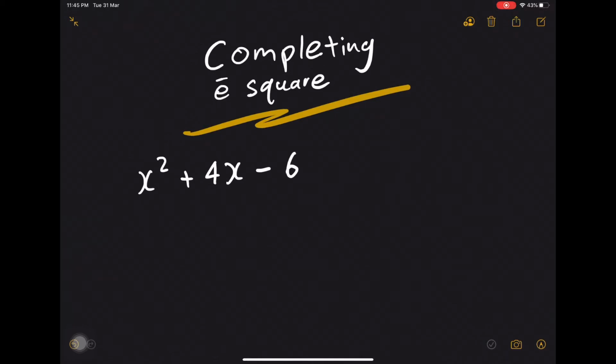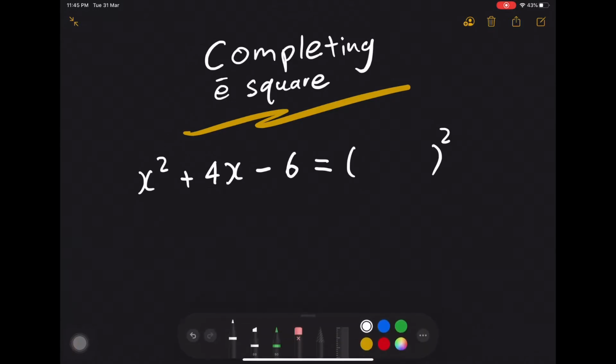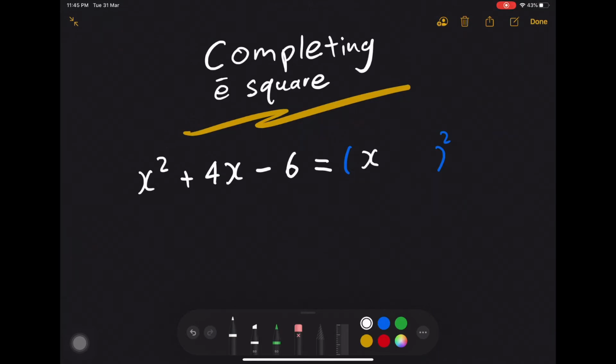So for this first example, I have x squared plus 4x minus 6. The first thing you want to do is to open up a bracket and put a square on the outside. I'm going to show you with different colors. So this is a bracket and a square on the outside. Now, since the square is on the outside, I have my x here without the square on top of it. And since this is a plus, this will also be a plus.